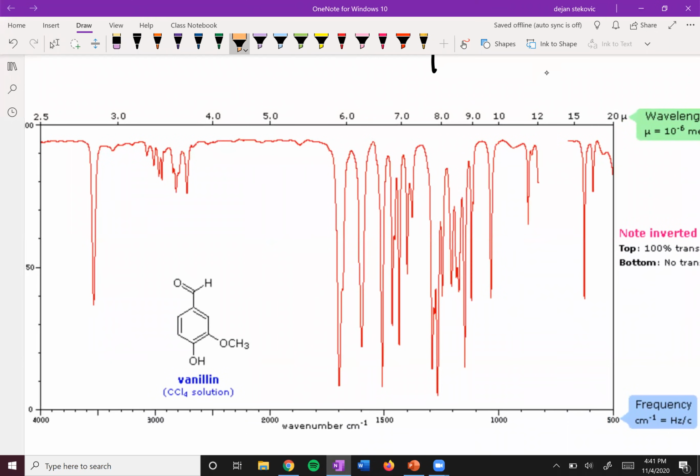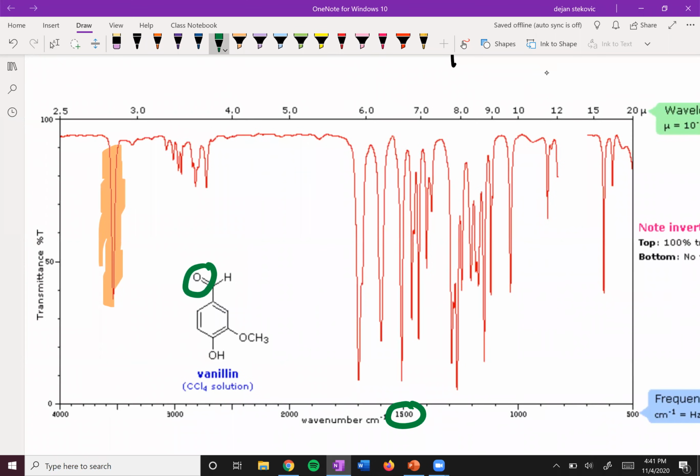So here's this vanillin. Again, it's in this very non-polar solvent. So even though it does have an alcohol, it's not a wide peak, but I wouldn't expect you to be able to identify that. It does, however, have carbonyls, right? And so if you're thinking about 1500 is right here, 16 right there, 17 right there. This is the carbonyl peak right there. And so you can see it is indeed quite strong.